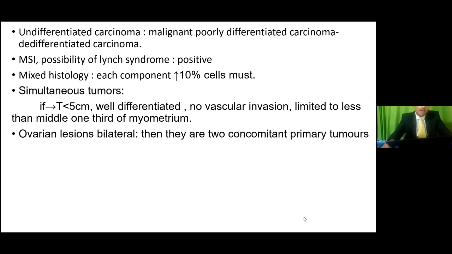Whereas simultaneous tumors are when the tumor is less than 5 centimeters, well differentiated and confined to the endometrium, not invading the myometrium, with no vascular invasion, or limited to less than the middle one third of the myometrium, and along with that there are bilateral ovarian lesions, which are two concomitant primary tumors. Then we can label it as simultaneous tumors.